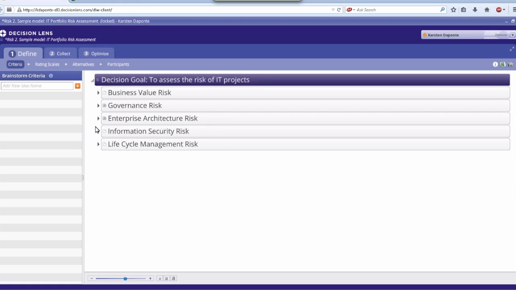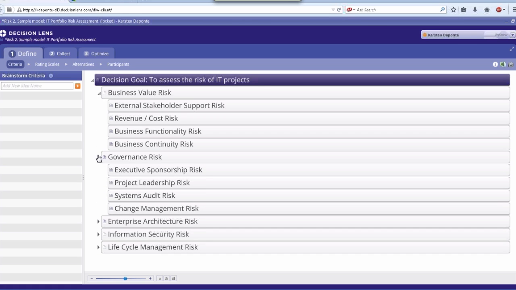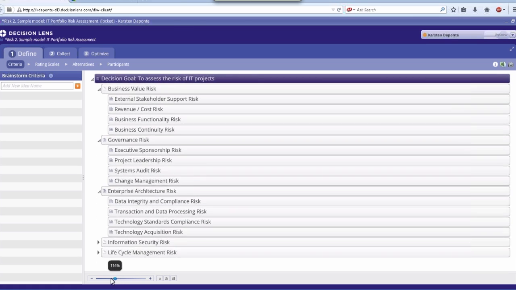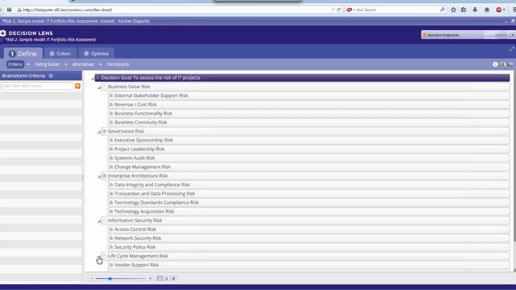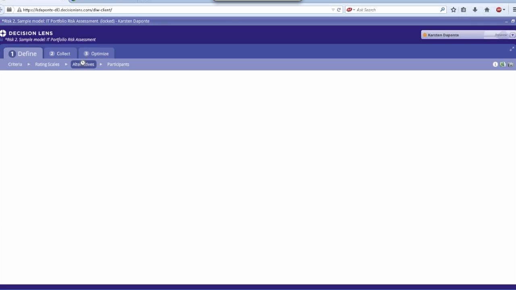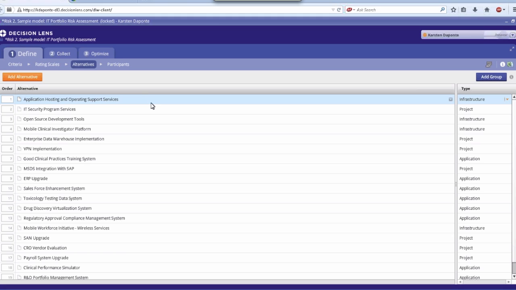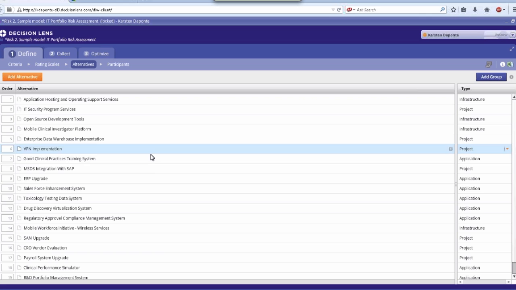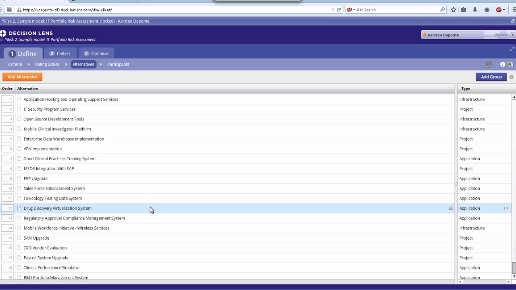Each of these criteria has subcomponents because that additional insight is important to the decision and its stakeholders. They need to understand various aspects of business value risk, for example, not just business value risk in aggregate. Whereas the alternatives in the first model were actual risks, the alternatives in this model are the investments under consideration for the portfolio. We have different tools, platforms, upgrades, and systems. Each will be scored against the distinct areas of risk.